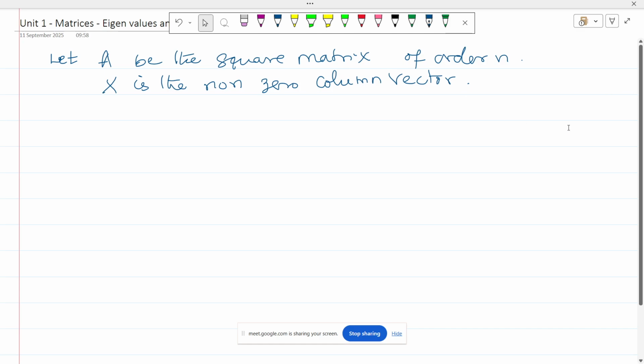Yes, sir. Okay, fine. So here with the square matrix of order n, X is the non-zero column vector. Then if you multiply A and X, you will get lambda X.